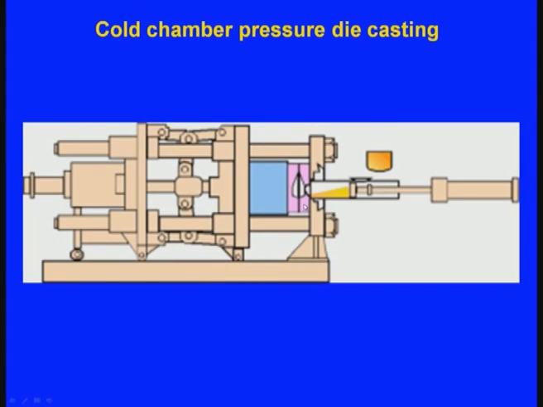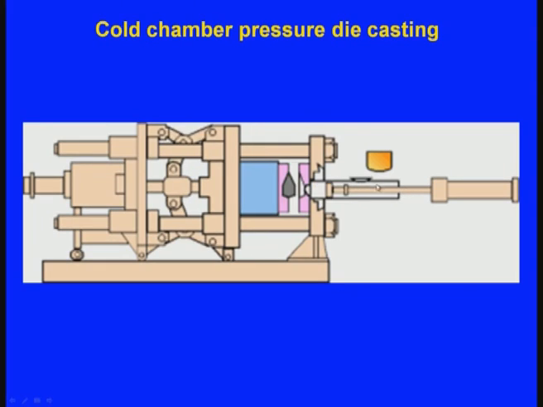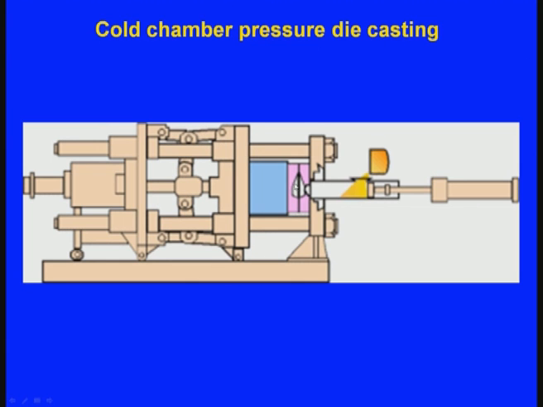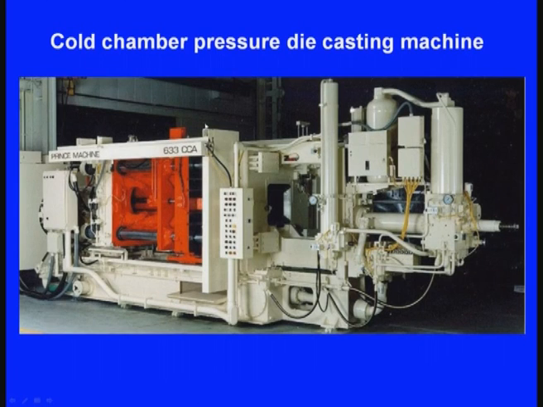Yes, here we can see the casting. Again molten metal will be poured, again the ram exerts pressure into the die, the casting solidifies and the casting will be taken out. Now, here we can see a cold chamber pressure die casting machine. Another cold chamber pressure die casting machine we can see here, and these are the dies.